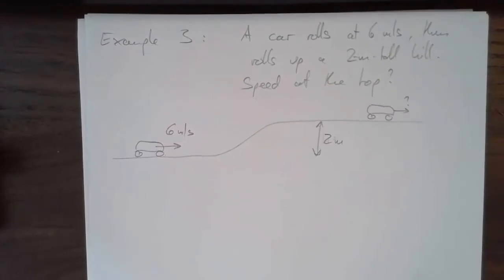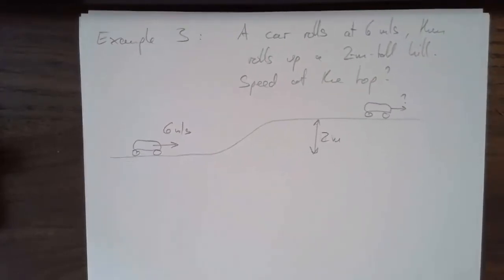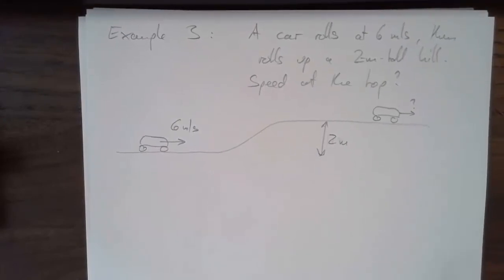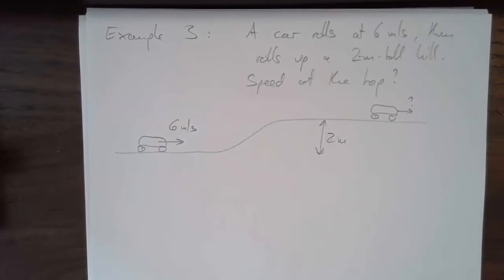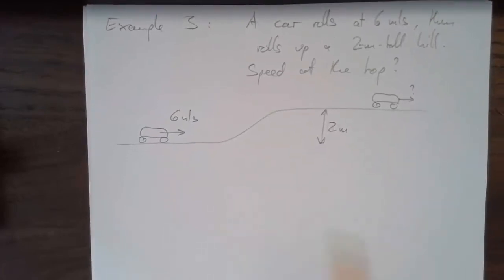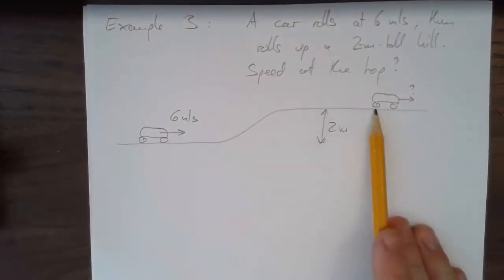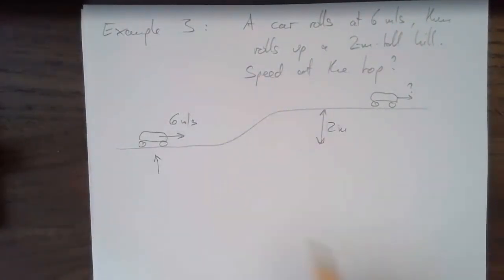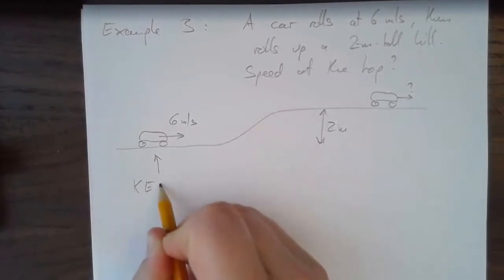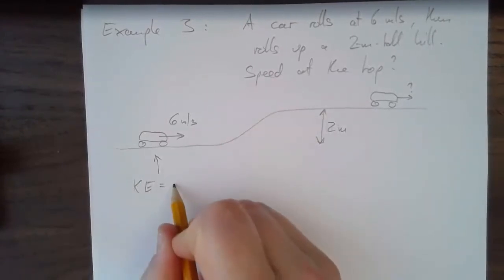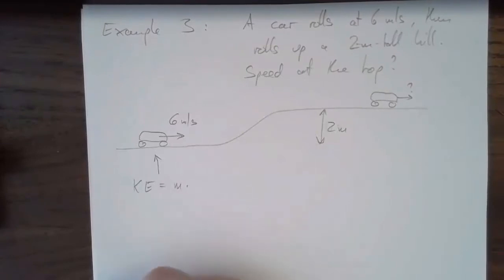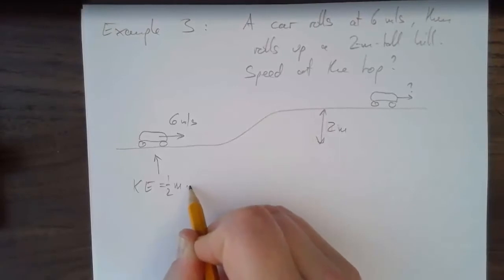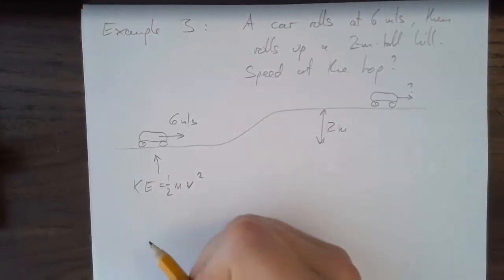There's no engine, there's no air resistance or friction either, but it has to go up this hill, and that is necessarily going to slow the car down. Let's figure out the speed at the top. So I'm going to compare the total energy here and the total energy here. This time I'm just going to label it on my diagram. Here my kinetic energy is 1/2 times mass times v squared.